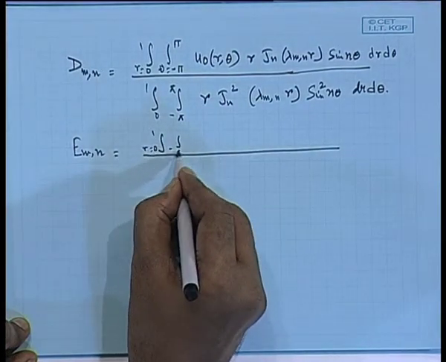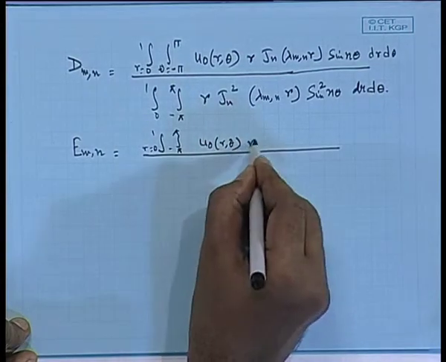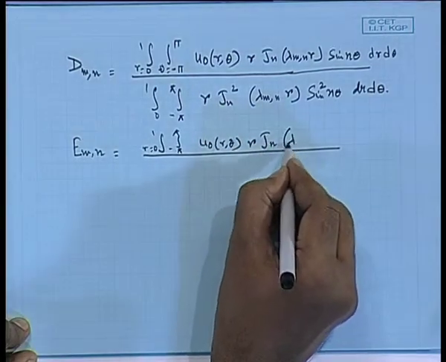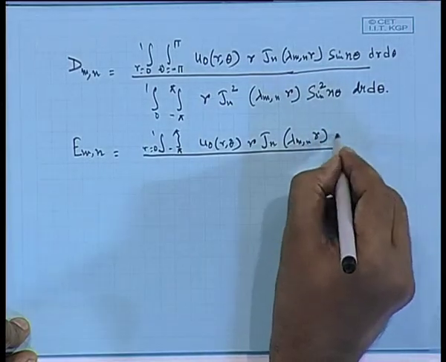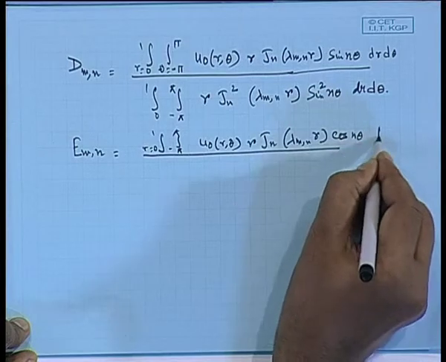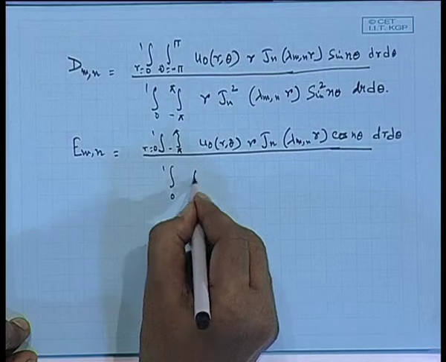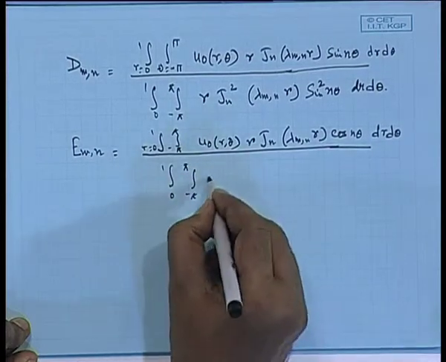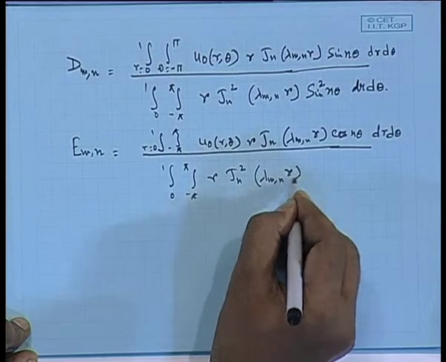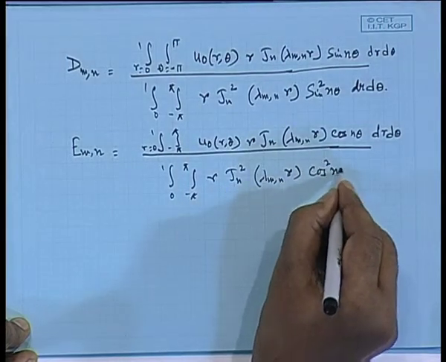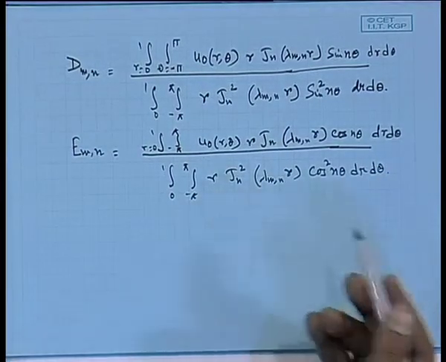the double integral, 0 to 1 and minus pi to plus pi, of u0(r, theta) r J_n(lambda_mn r) cosine n theta dr d theta, divided by the double integral, 0 to 1 and minus pi to plus pi, of r J_n squared(lambda_mn r) cos squared n theta dr d theta. Now, it depends on u0.